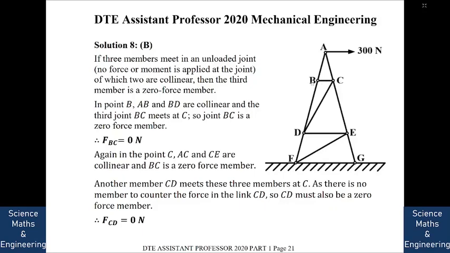So what we have is that BC is a zero force member. Now again at this point C, AC and CE are collinear members and BC is a zero force member. So CD would also be a zero force member. So F of CD is 0 Newton.